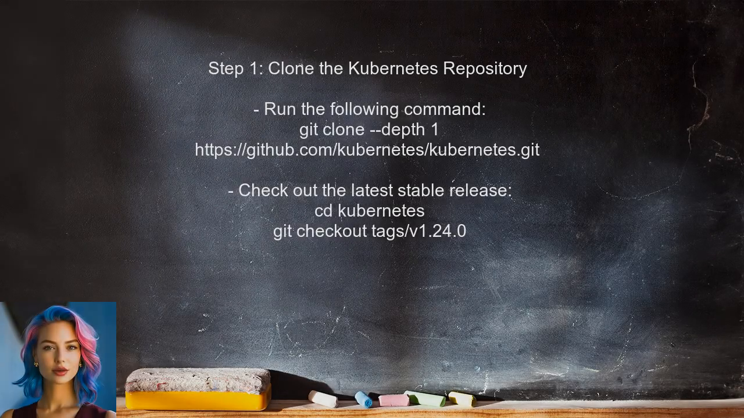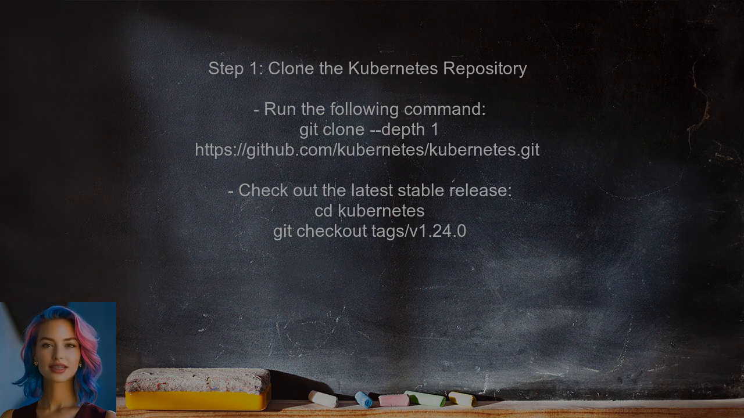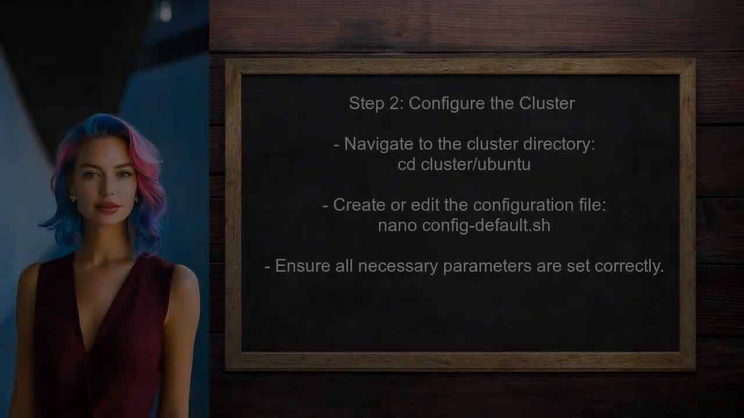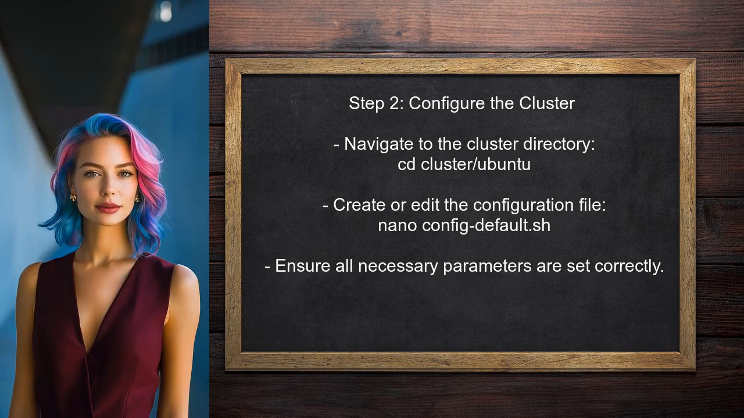To begin resolving the user's issue with Kubernetes on Ubuntu 14, the first step is to ensure that the user has the correct version of Kubernetes. The user should clone the repository again, but this time they should check out the latest stable release. Next, the user needs to configure the cluster settings. They should navigate to the cluster directory and create or edit the configuration file. This file is essential for setting up the cluster correctly.